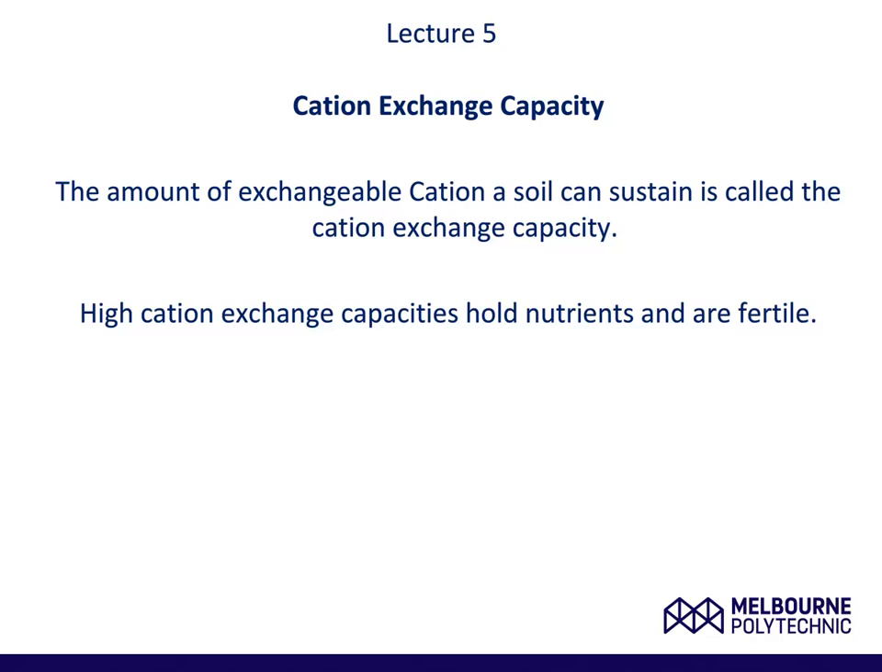The cation exchange capacity for the soil particles clay is 30 milliequivalents per 100 grams, for sand it is 9 milliequivalents per 100 grams, and humus has a high level of 200 milliequivalents per 100 grams. From these three components, this shows you that adding humus to the soil will increase your cation exchange capacity.